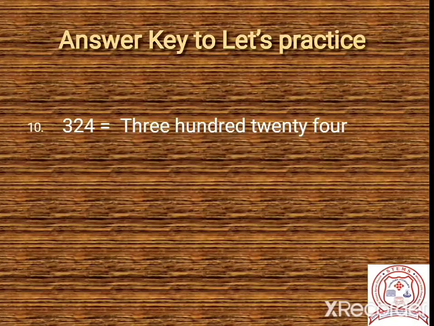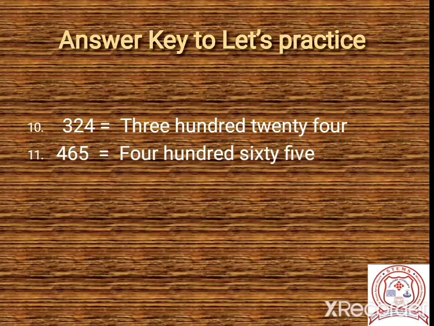Next is 324. How will we write it? It will be written as 324. Next number, 465. It will be written as 465. Next is 500. As we have only number 5 in hundreds place, it will be written as 500.